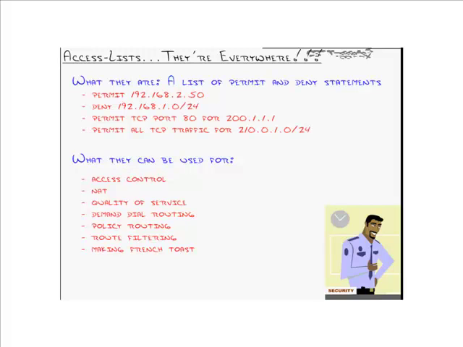IP tells it from one IP address to the other, but we can use a source and a destination on extended lists. Only source addresses on standard lists. They can be used for access control, NAT, quality of service, demand dial routing, policy routing, which is beyond the scope of CCNA, and route filtering. But you can use them for lots of different things in order to control who can get where.